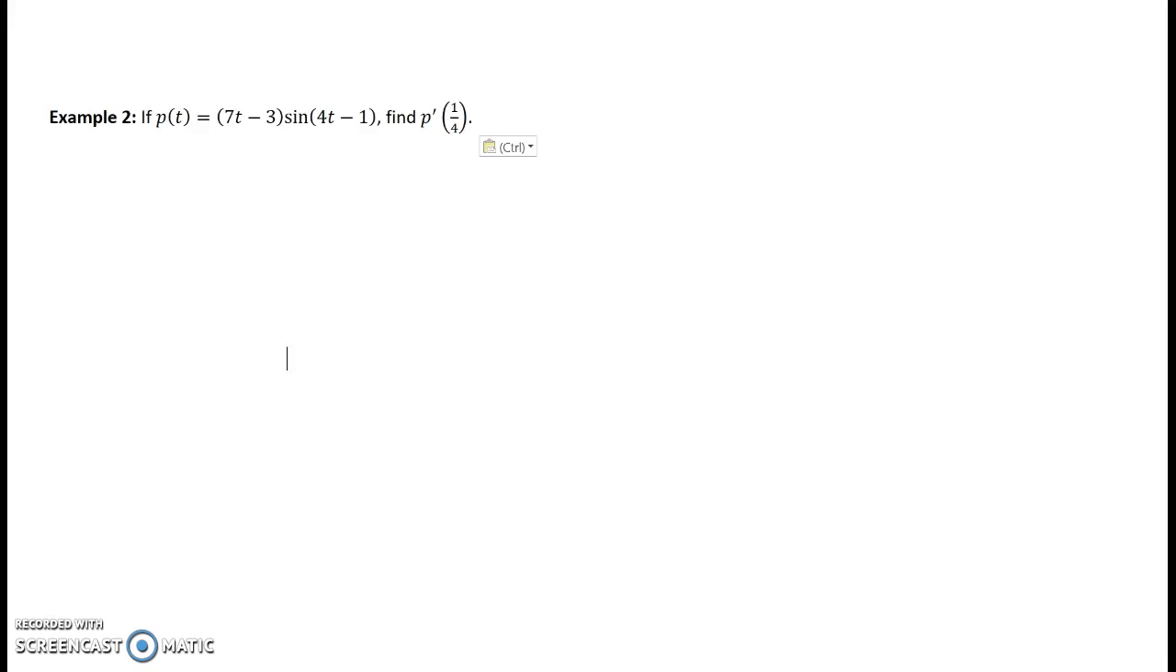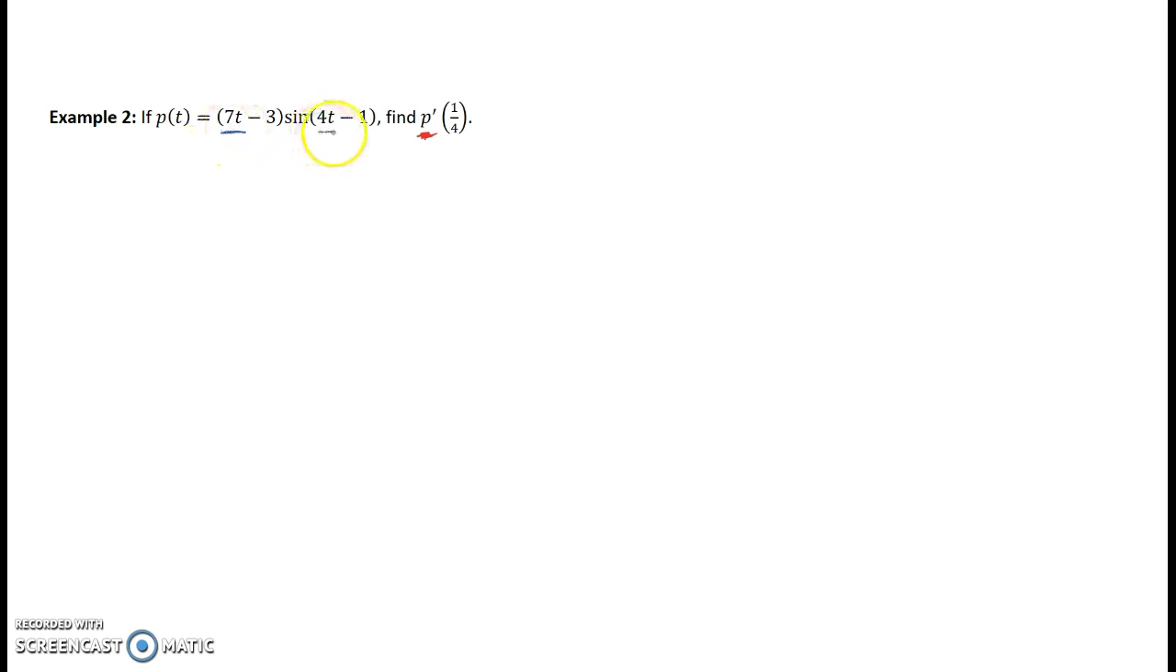Okay, so here we're going to evaluate the derivative of the function p of t when t is equal to 1/4. So p prime indicates that we are going to differentiate. And we differentiate first, and then we're going to put in 1/4, okay? So let's do that. And if you look at this, you can see that t is involved in this twice.